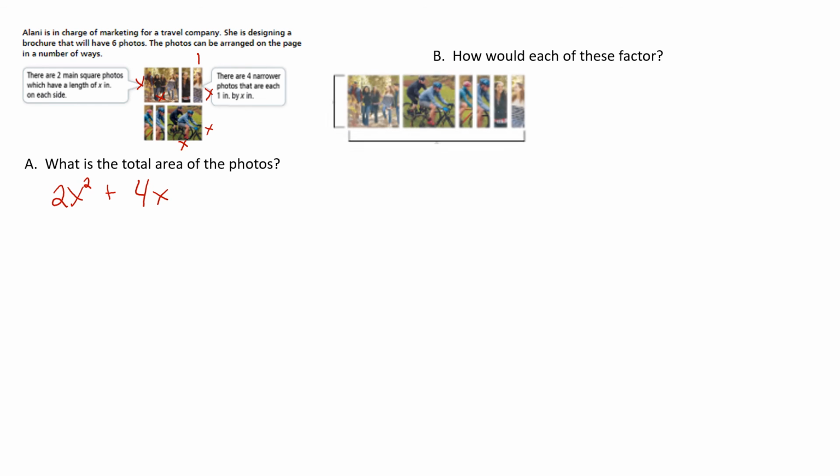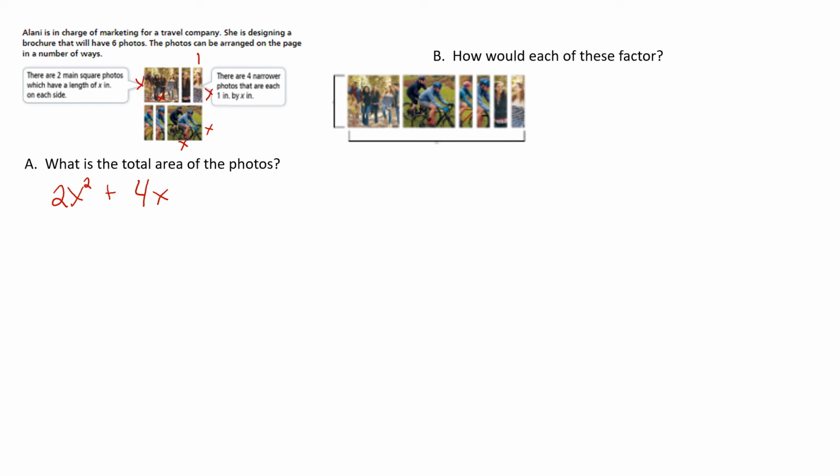So the very first question is, what's the total area? Well, we have the big photos. The area is going to be x times x, which is x squared. And there's 2 of those. Plus, we have the little photos, which is going to be 1 times x, which is just x, and there's 4 of those. So we'll have 4x. So now we could factor out a greatest common factor here, but we could also factor out different things. So the question here is, how could they factor?